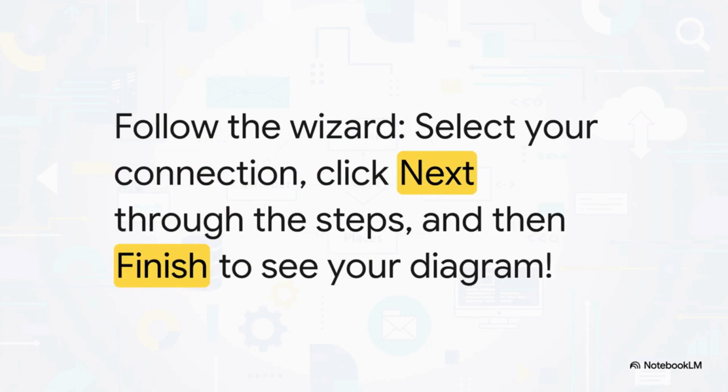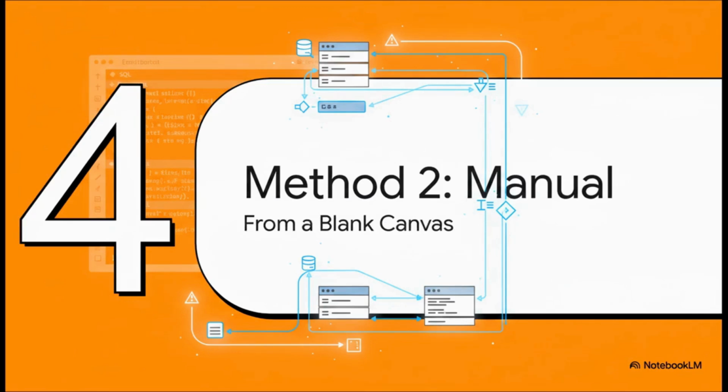Workbench will then launch this handy little wizard to guide you. All you have to do is select your database connection. Click Next a few times to confirm the details, and then hit Finish. And boom! Just like that, you'll have a complete, automatically generated diagram of your database. It's that easy. Okay, that's great if your database already exists, but what if you're designing a brand new one from scratch? Well, for that, we need to build our diagram manually. This gives you total control to plan your structure before you write a single line of code.